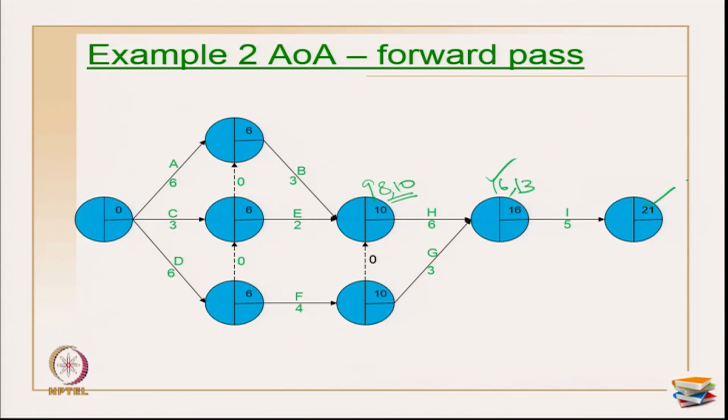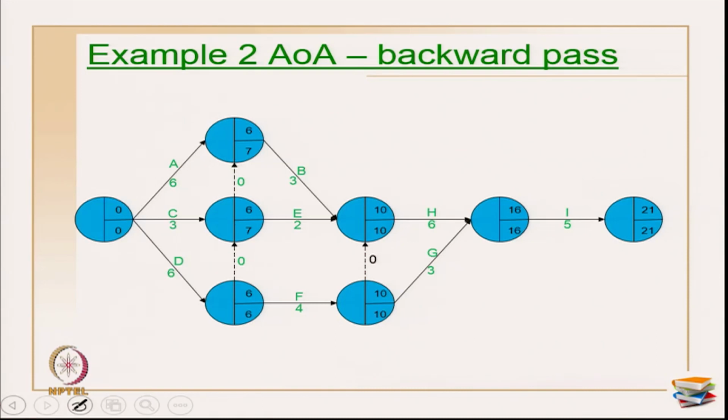This is primarily the forward pass. In the forward pass, what you do? Early start for the first event, generally we take 0, and for all other events it is the maximum of the preceding events plus the duration. So, that is what we have to take here. Next is backward pass.